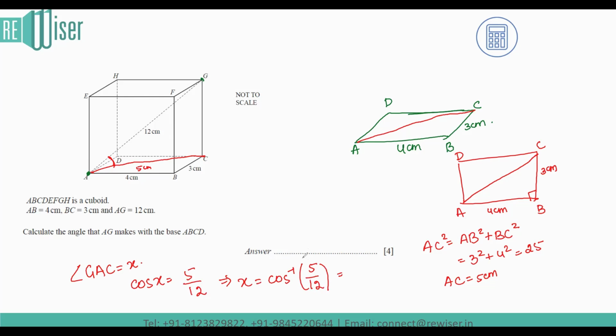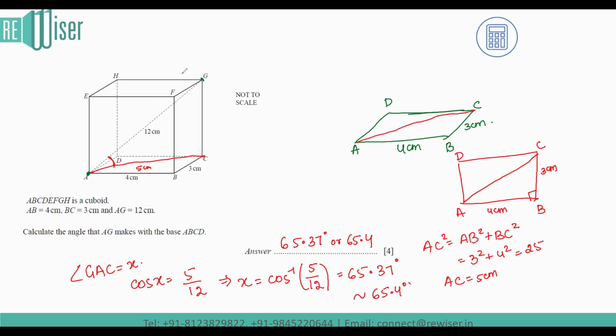On substituting this value in the calculator, we get 65.37 degrees, which can also be approximated to 65.4 degrees. Therefore, the answer to this question is 65.37 or 65.4 degrees.